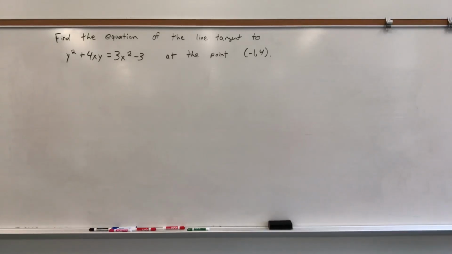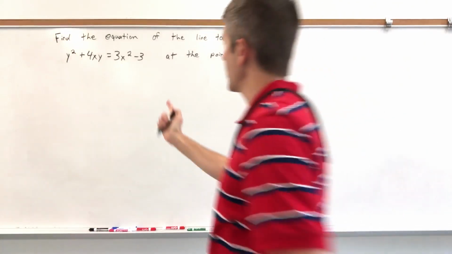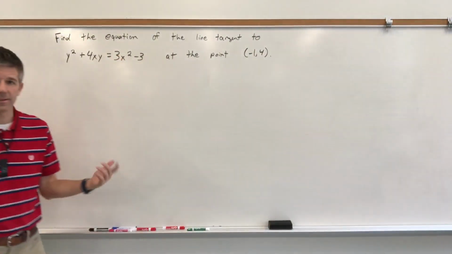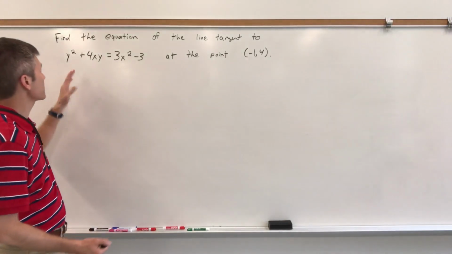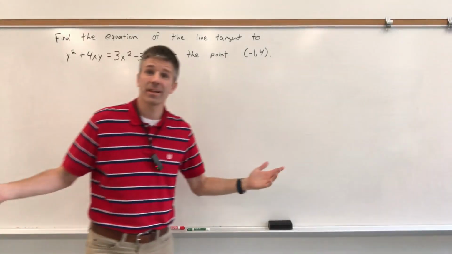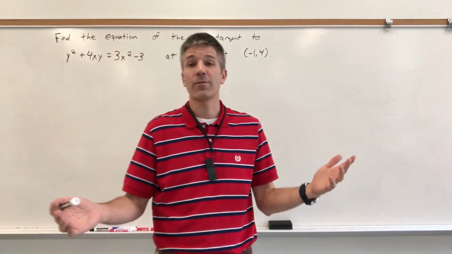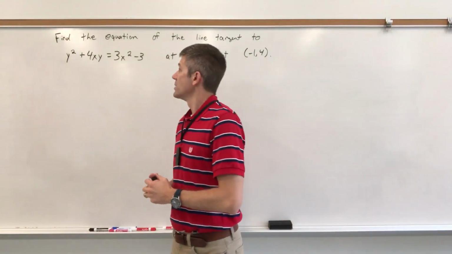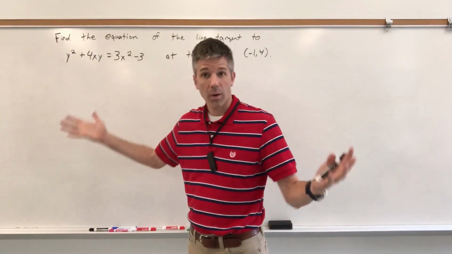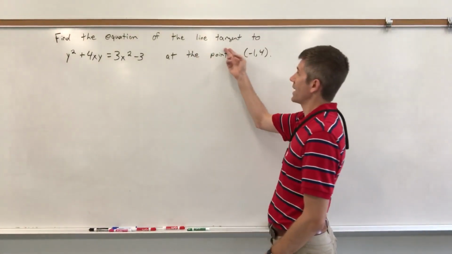I think we ought to find the equation of a line that's tangent to this curve at that point. Now, let's just be real honest. This is not a function, right? Because we have y squared and y, and good luck getting y by itself on that one. And even if you do, you're going to have something that doesn't graph as a function, okay? So we need to take the derivative of this. Why is that? Because we want the equation of a line that's tangent to it.